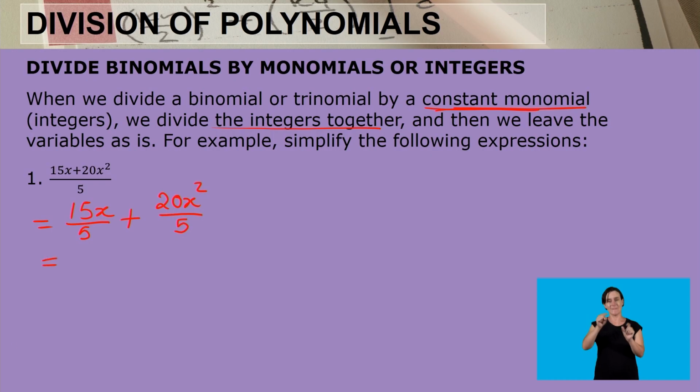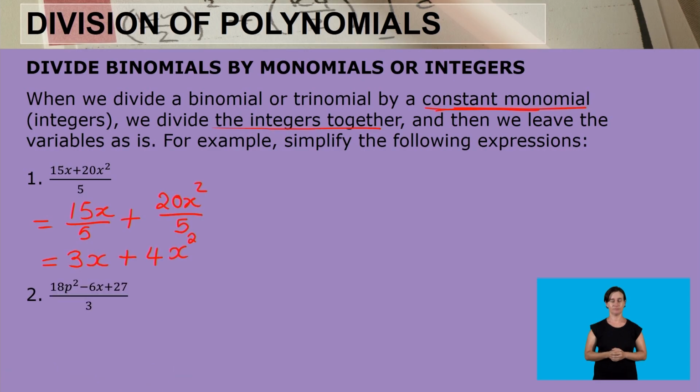Now, what is 15 divided by 5? That is 3, and we're going to write the variable as it is because it is not dividing with anything. Then we are going to add this to 20 divided by 5, that is 4, and we are going to write the variables as they are. And that is our answer for that expression.